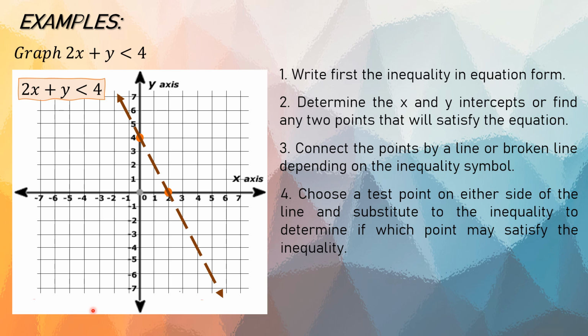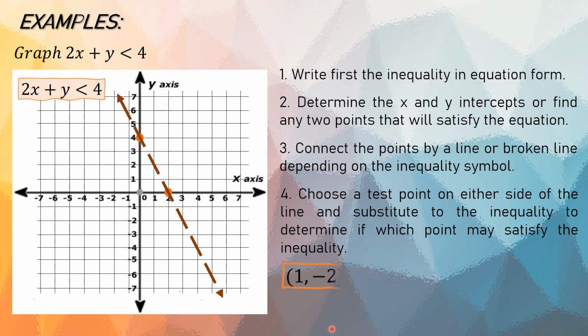Next step is to choose a test point on either side of the line and substitute to the inequality to determine which point may satisfy the inequality. So, hindi pa tapos yung ating graph. Kailangan nating magkaroon ng shaded part. It's either dito sa baba or sa taas ng line.